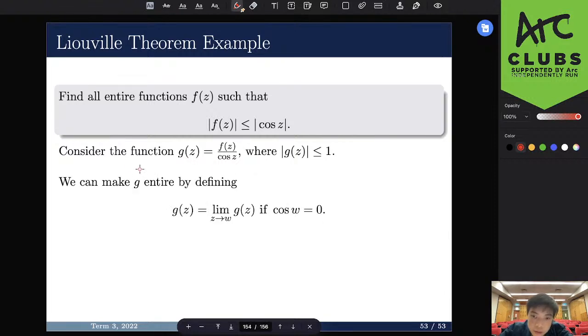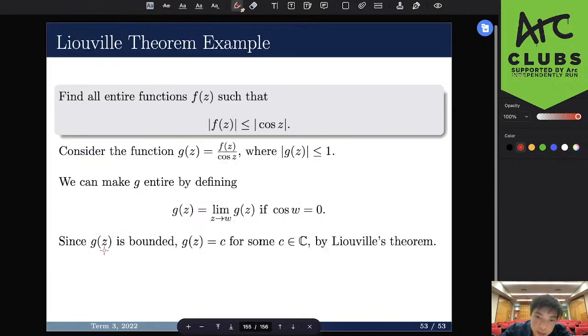So, g isn't entire yet because we have places where cos of z is going to be equal to 0, and so the way we remove those is just by having g of w be equal to the limit as z approaches w of g of z if cos w is going to be equal to 0. So that essentially just says that we patched up all of the holes which are caused by cos being on the bottom, and that makes our function g entire.